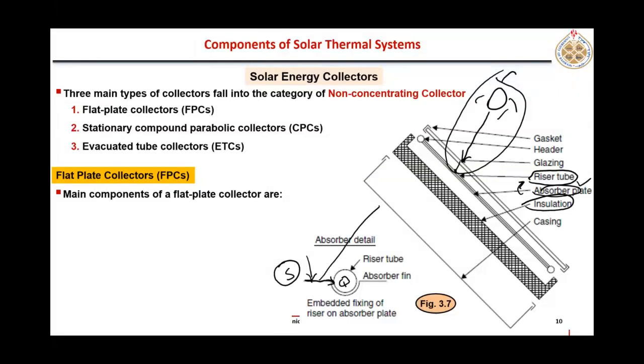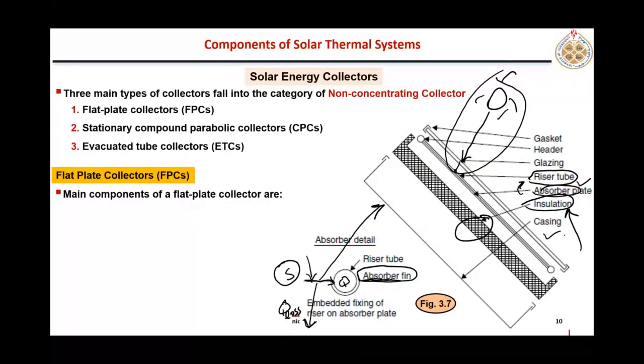But some of the heat will go back into the ambient from the top, and some of the heat may be lost from the bottom of that absorber plate, right? So at the bottom we use some kind of insulation to stop this heat loss from the bottom. That's why there is always insulation used at the bottom side of this absorber plate.